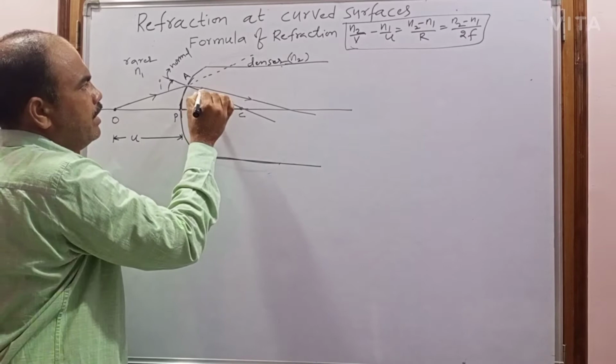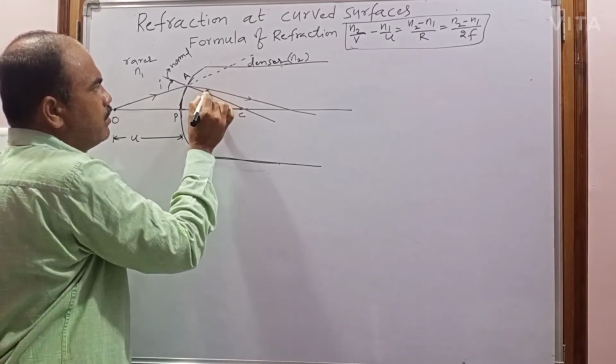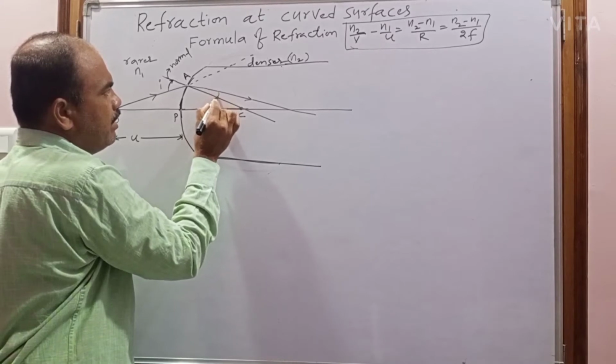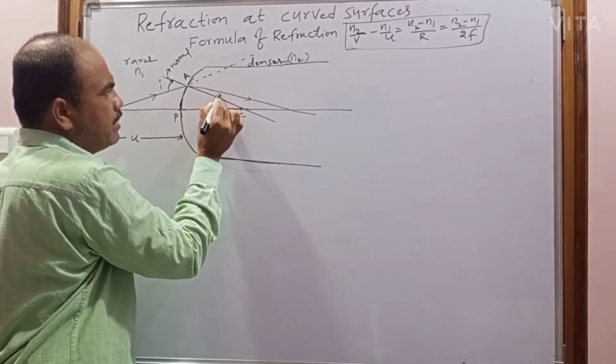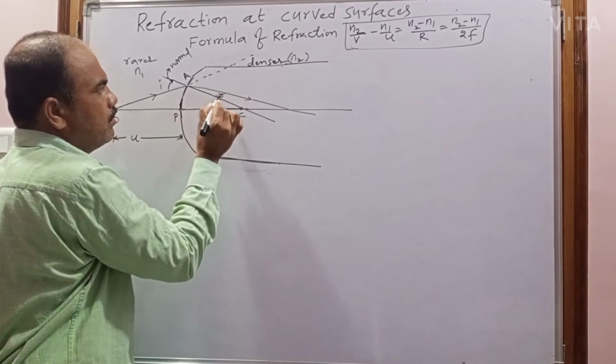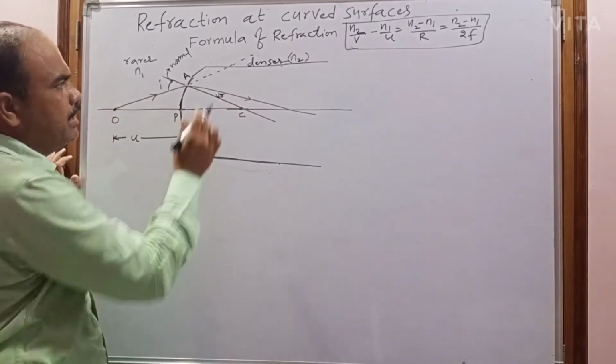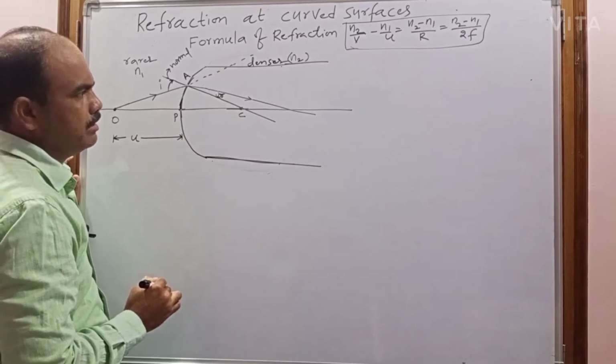The angle between the refracted ray and the normal drawn to the surface, this angle, will be considered R. R, only R. This letter R is the angle of refraction.